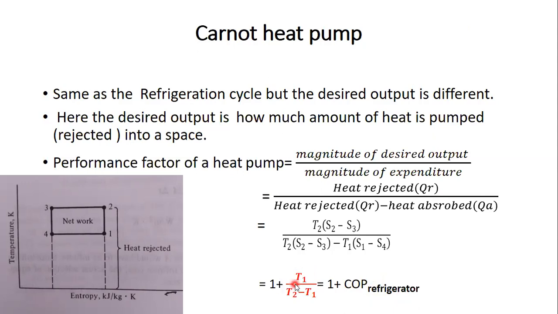So 1 plus COP of refrigerator, that is the performance factor of a heat pump, will be COP of a refrigerator plus 1. That is, always the performance factor of a heat pump will be greater than the coefficient of performance of a refrigerator working on the same Carnot cycle. Okay, on the same Carnot cycle.